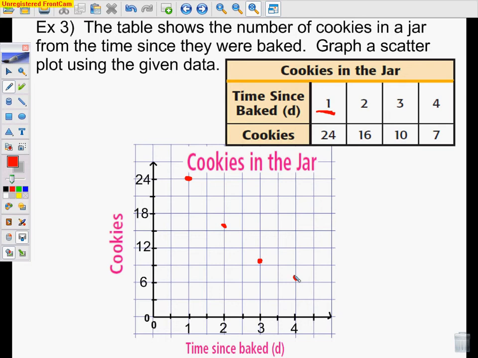So, once again, what general trend can we say about our graph? Well, in general, as the time increases, the number of cookies in the jar decreases. All right, great. Let's move on.